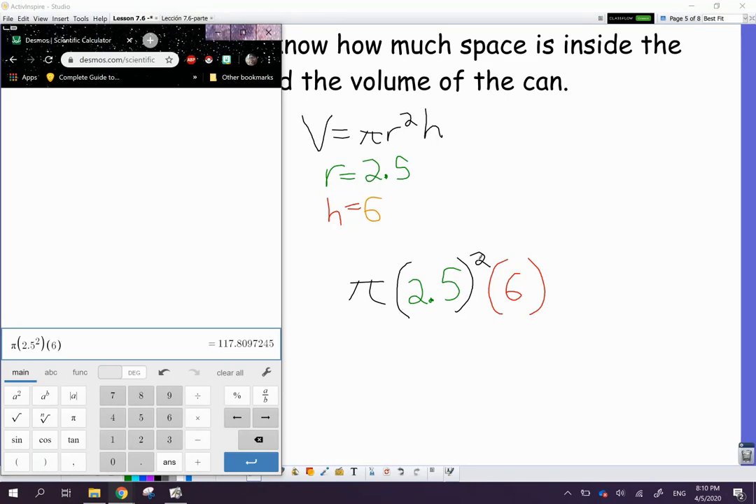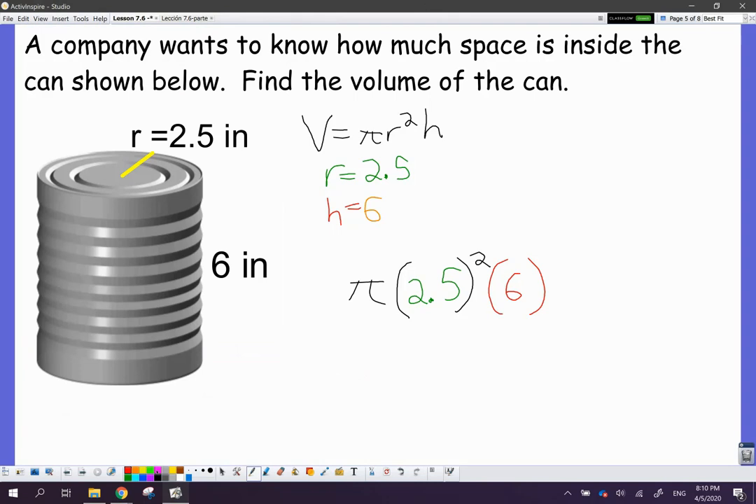It doesn't make a difference because this square is only applying to the radius. This square is not used for the pi. It's not used for the height. This square is only for the radius. So you're only squaring the radius, which is why if I put it inside the parentheses here, it doesn't change my answer. Or if I put it on the outside, and I'll show you guys. If I put it on the outside, it's still only applying to the 2.5. So I still get the same answer, 117.81. Just something for you guys to keep in mind.